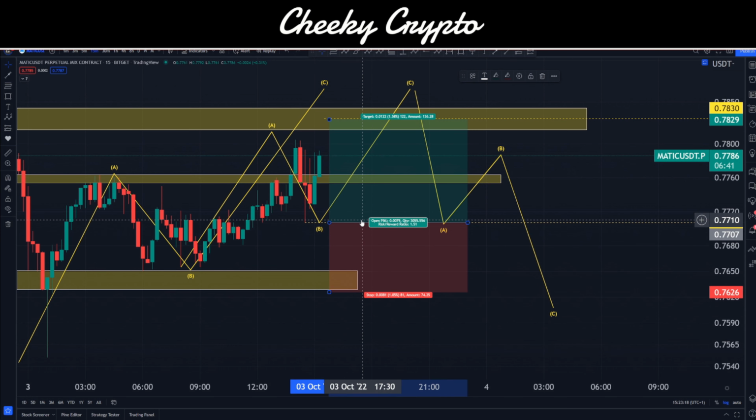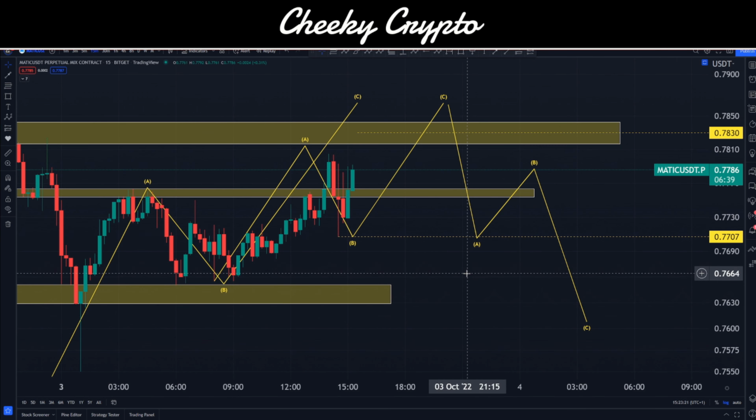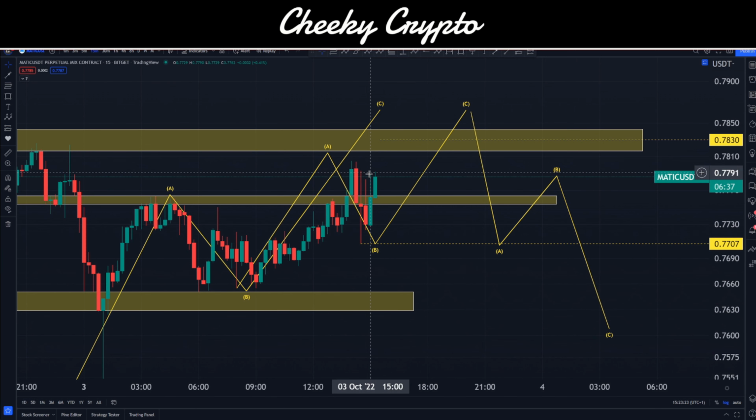TradingView is vitally important. So let's go ahead and remove all of that there. We do know that we're kind of consolidating around here. So there's a high probability that the market is actually going to reverse down.